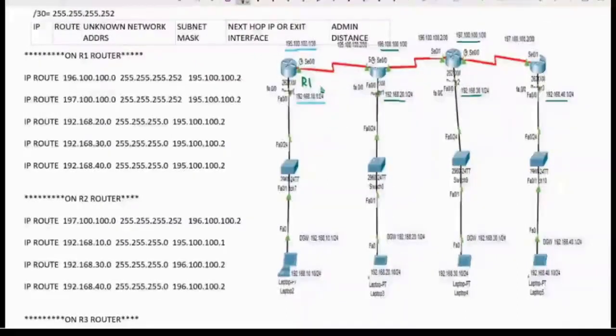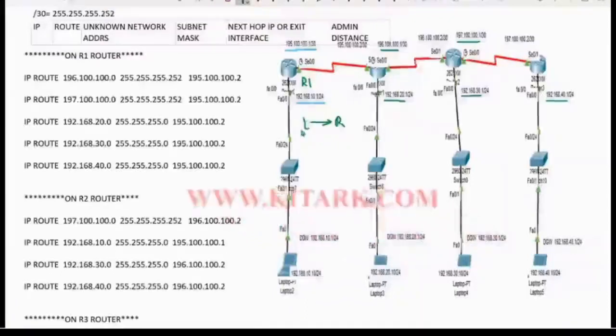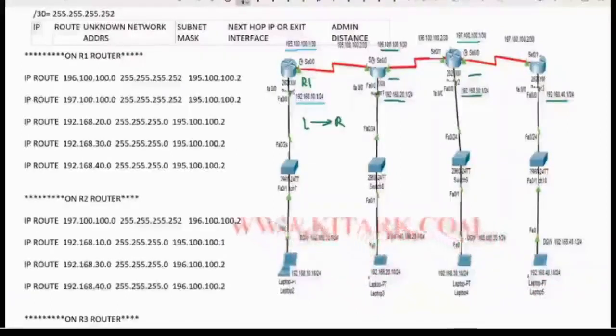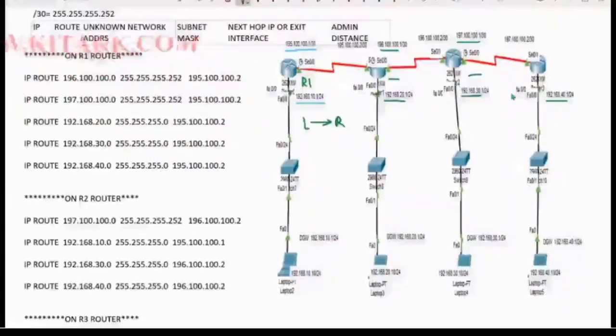Next, we'll have a look from router R1, left to right. We are going to calculate the unknown networks. Since there is no other router on the left side, you need to focus only on the right side. First of all, you can select from router 2 what are the unknown networks. So you can see the 196.100.100.0 network, the 192.168.20. network, 192.168.30. and 40., and the 197.100.100 network. All these 5 networks we need to specify.